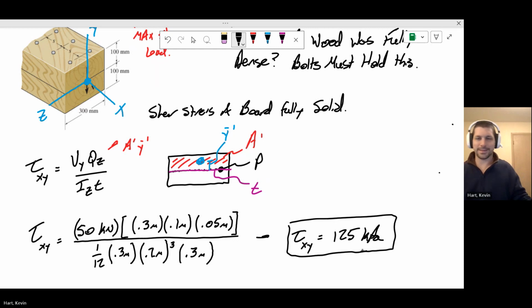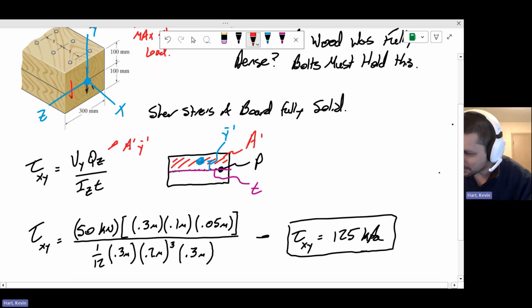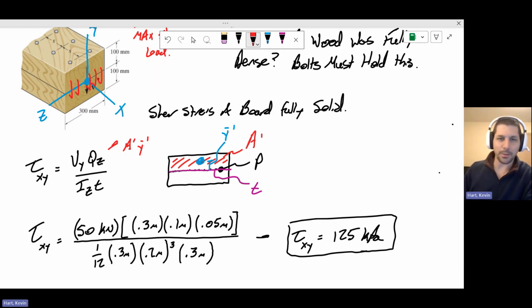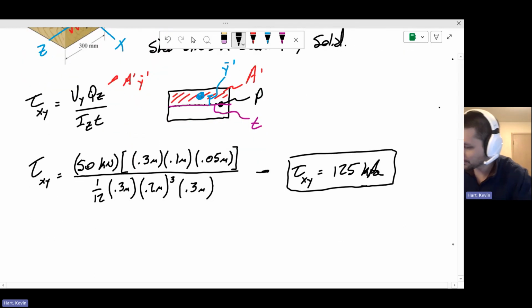Now, that shear is real. It's in that cross section. It's acting on the x face in the y direction. So that is like this shear, right? It's real. It's acting here. Whether or not that wood is dense or not, it's acting. That tau xy has a counterpart, which is tau yx, which is equal to that value.